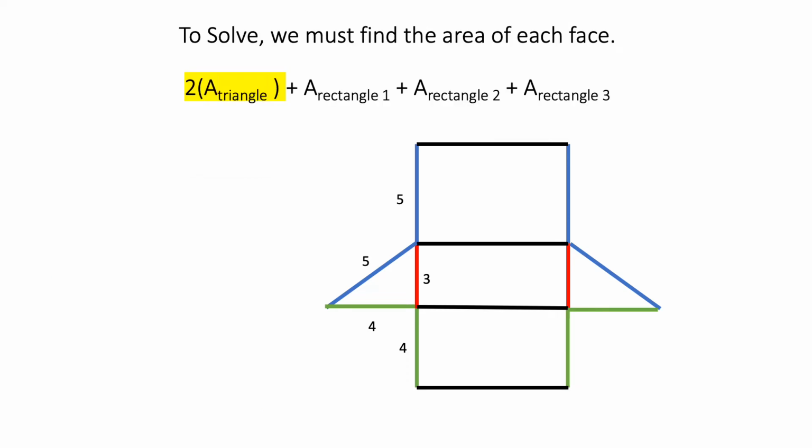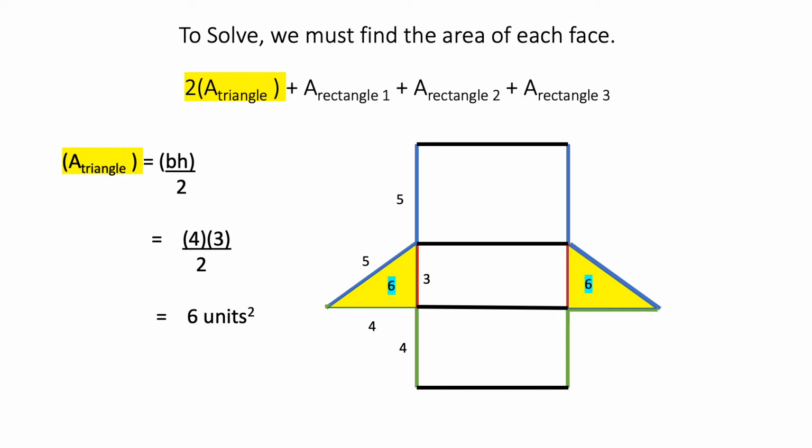To solve, we have to find the area of each face. We'll start by finding the area of the triangles. The area of a triangle is base times height divided by 2. Since this is a right triangle, the base and the height are found on the right angle. The base is 4 and the height is 3, and we divide that by 2 to get an area of 6 units squared for each triangle.